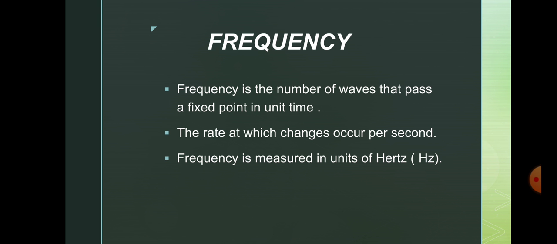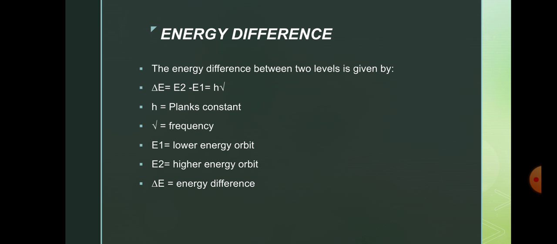Then we further proceed. Frequency is the number of waves that pass a fixed point in unit time, the rate at which the changes occur per second. Frequency is measured in units of hertz, which means the number of waves passing a fixed point per unit time.